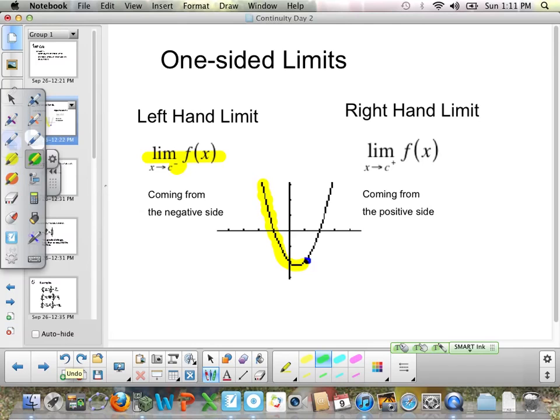The right-hand limit is going to come from the positive side, meaning I'm taking my right hand, which is in the positive numbers, and I'm going to approach the limit from the right side. You can see in this case, the left hand and the right-hand limit agree, meaning they approach the same number. If the left-hand limit exists and the right-hand limit exists and they're both the same, we say the limit exists.